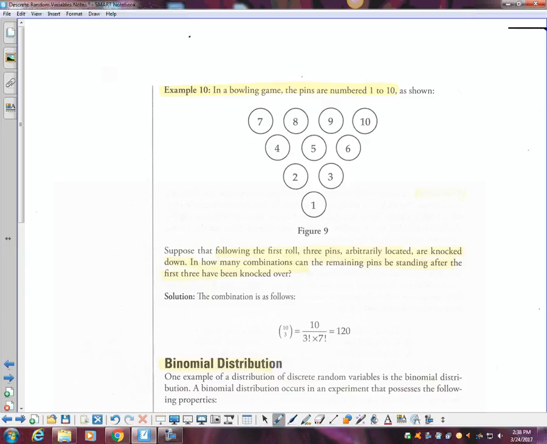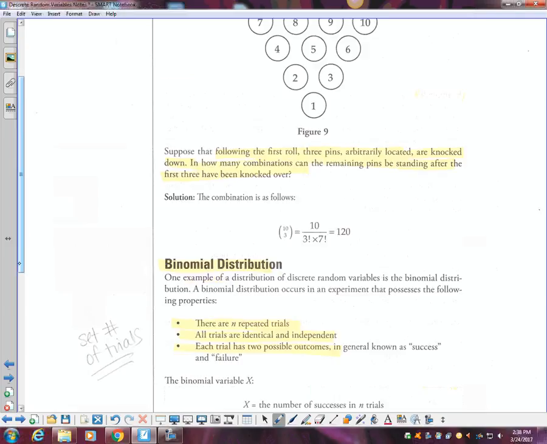Okay, so I'm going to knock down 3, and I can knock down any 3 I want to. So I'm going to do 10 choose 3. So 10 choose 3 would be 120. That should be 10 factorial over 3 factorial times 7 factorial.